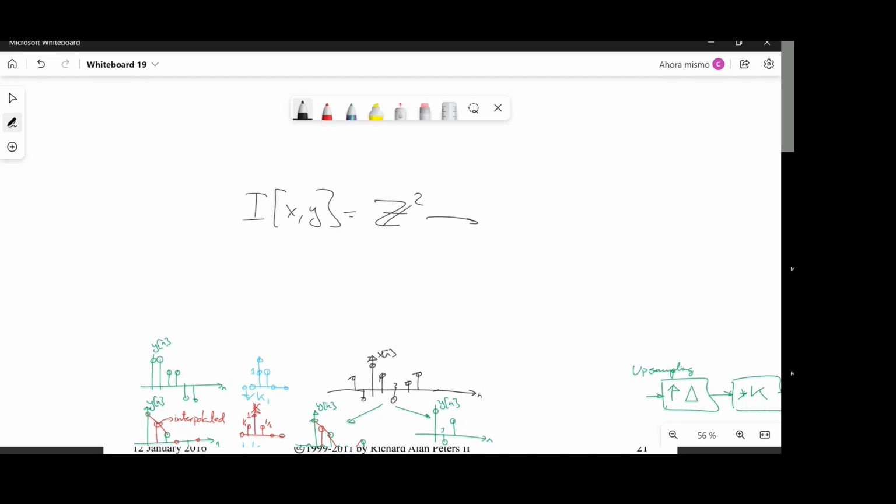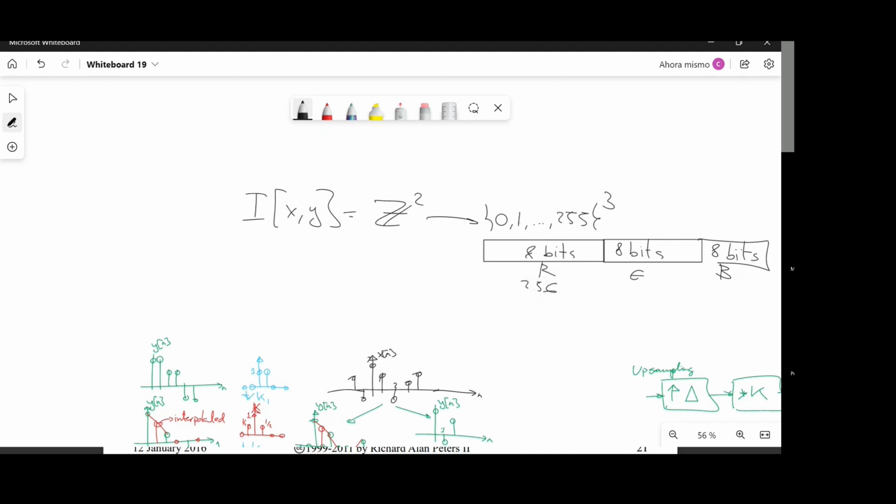Now we go from 0 to 255 cubed. So that means that we have three values. They are all of the same size. Each one of them has 8 bits, and these are the RGB. With these, I can represent 256 different values.